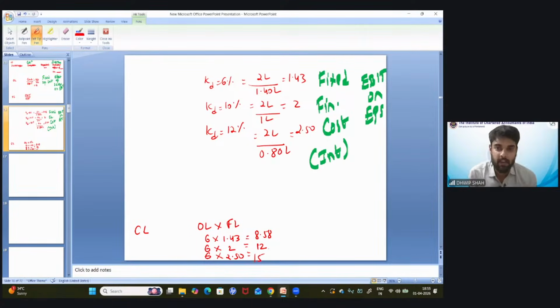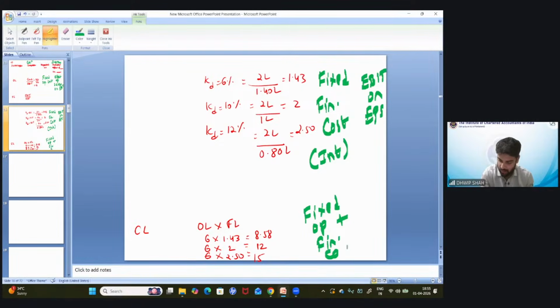Tell me, combined leverage is dependent on, can I say both the fixed operating cost and fixed financial cost? Yes or yes? Yes, sir. Absolutely yes. So it is dependent on fixed operating plus fixed financial cost. ठीक है? Last, interpretation of combined leverage.